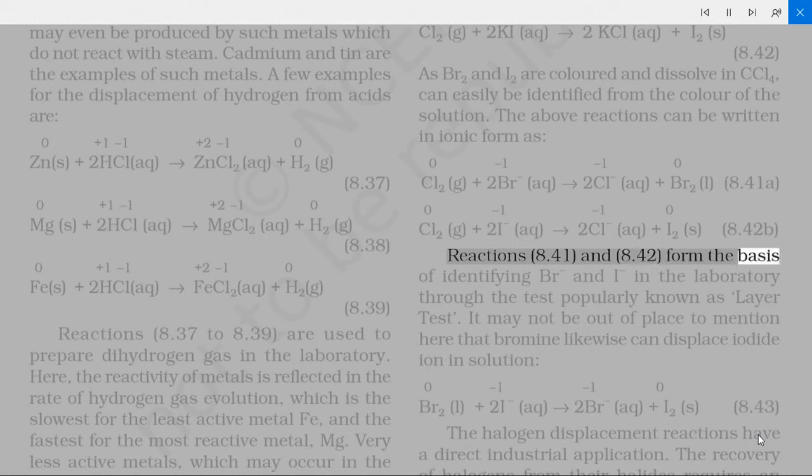formed the basis of identifying Br⁻ and I⁻ in the laboratory through the test popularly known as the layer test. It may not be out of place to mention here that bromine likewise can displace iodide ion in solution: Br2(l) + 2I⁻(aq) → 2Br⁻(aq) + I2(s) (8.43).